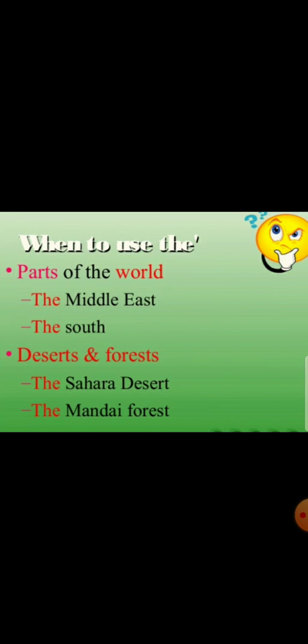When to use the? Before the names of the parts of the world. The Middle East, the South, the North, the East, the West. These are particular directions. That's why we use the before them. Before the names of the deserts and forests also. The Sahara Desert, the Mandai Forest.